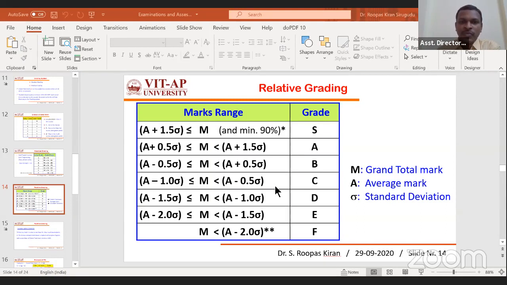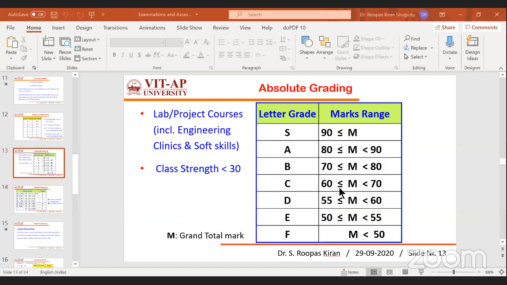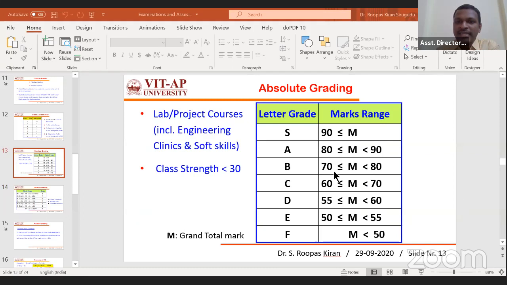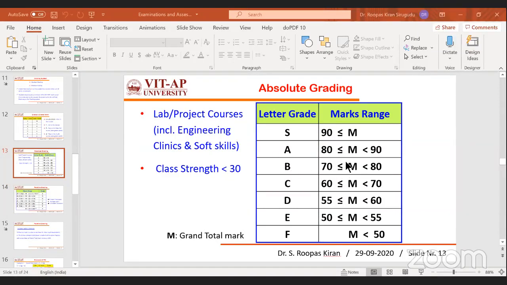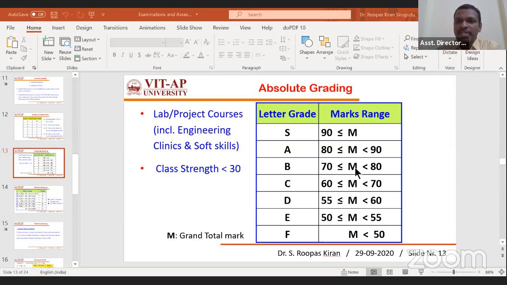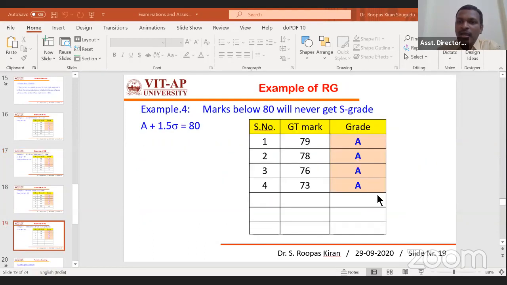Let us say like that. In that case, you may score a B grade, for example. But according to this absolute grade, 70 to 80, your 72 marks is lying in this interval. So according to that, you will be scoring B grade. So this is a fixed boundary: 70 to 79 marks. If your grand total is lying between 70 and 79, the grade you score is a B grade.